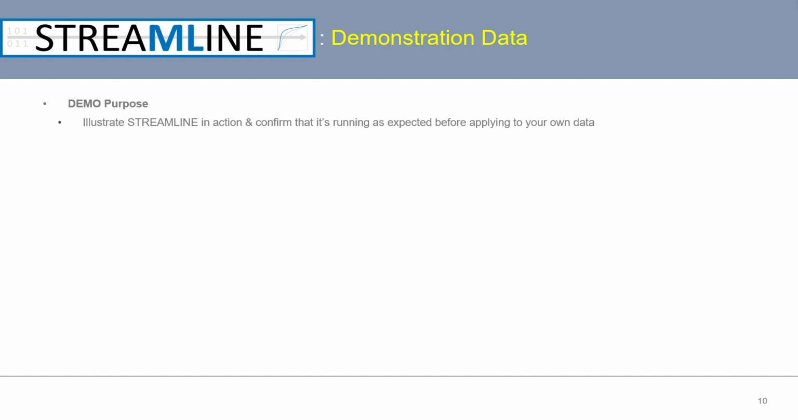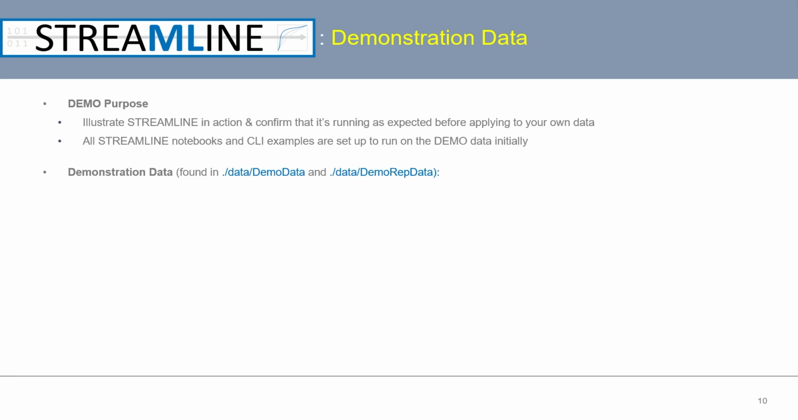Lastly, we're going to talk about the demonstration data included within Streamline. The purpose of this demonstration data is to illustrate Streamline in action, as well as confirm that it's running as expected before applying your own data. All Streamline notebooks and command line interface examples have been set up to run on the demo data initially for convenience. The demonstration data can be found in the GitHub repository with the following paths, with the first corresponding to the target data and the second corresponding to the replication data.